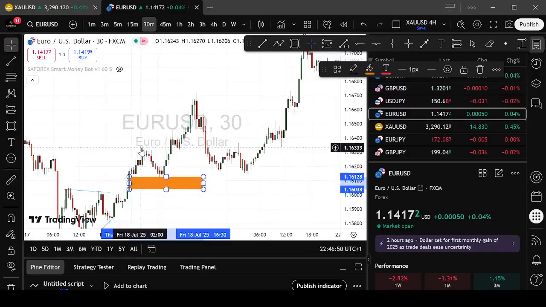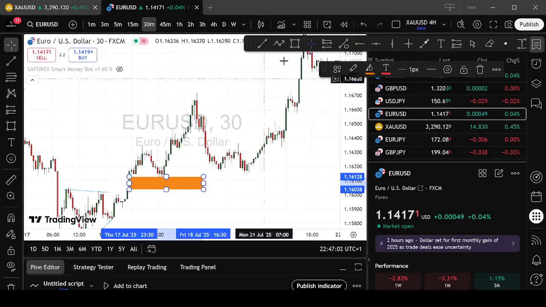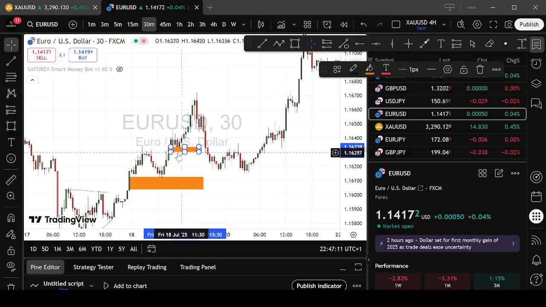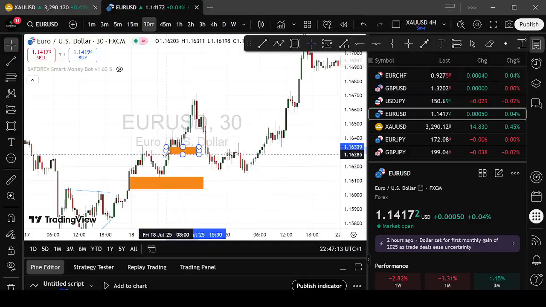And this is another change of character again. Oh, sorry, break of structure again. And you can see one, two, three, fair value gap. Price came into it. If you mark it out again, you see it here. Price came back into it, tapping and tapping like that.